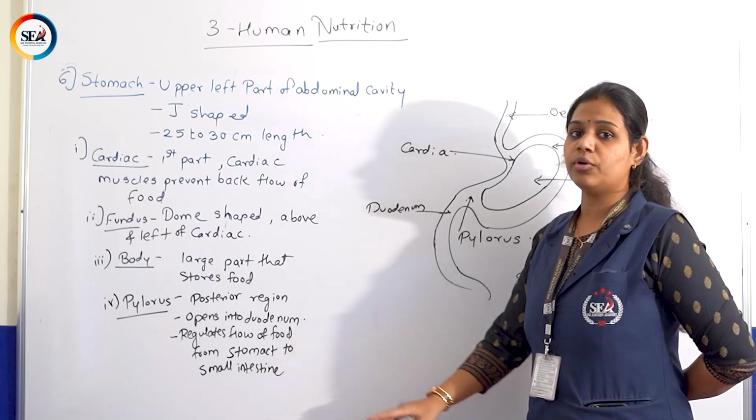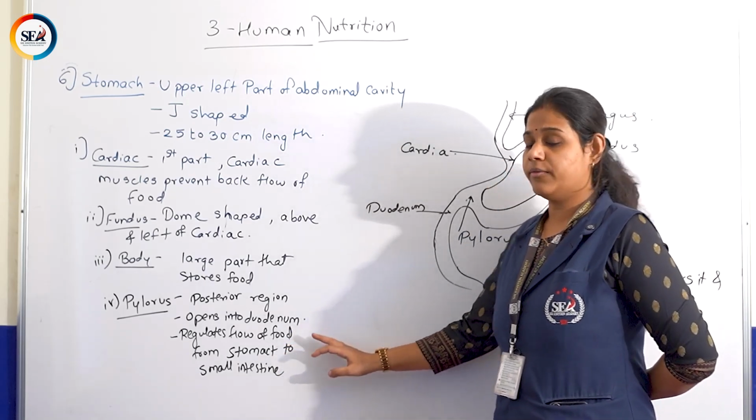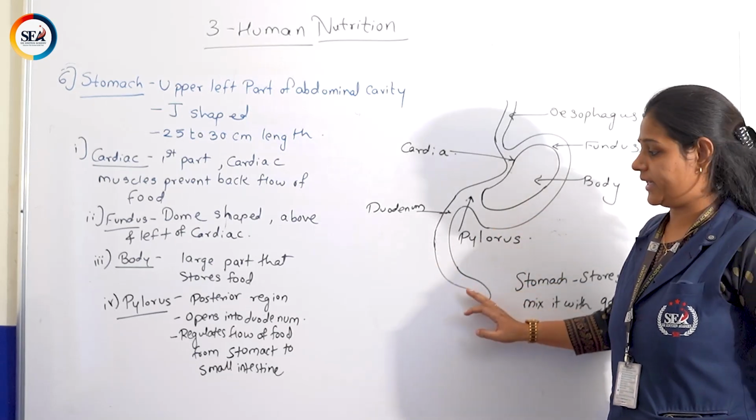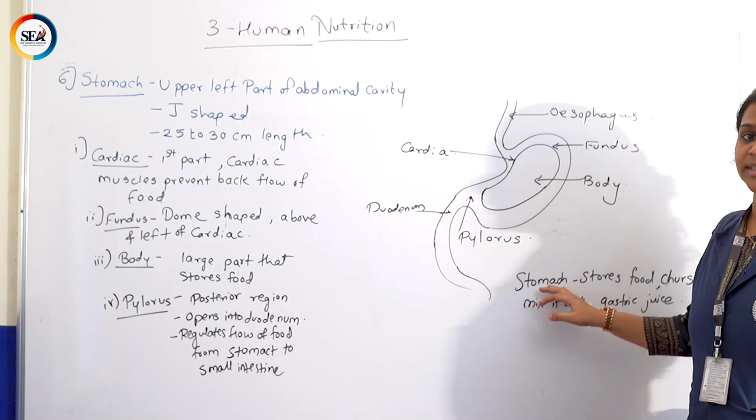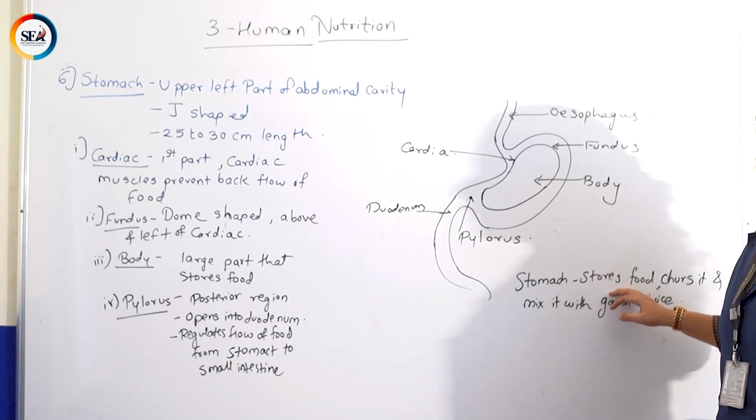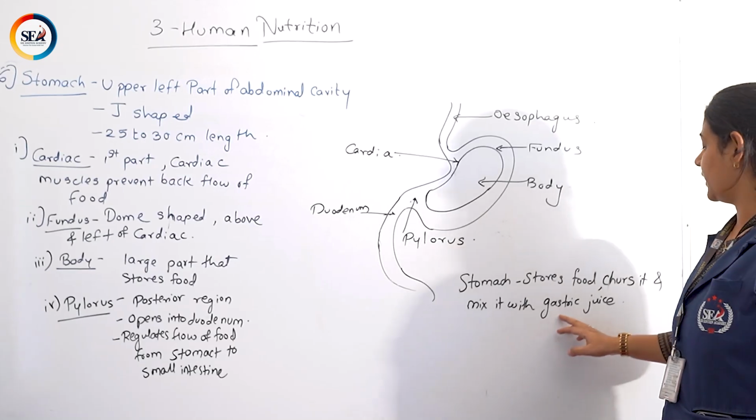It regulates the flow of food from the stomach to the small intestine. So overall, the main function of our stomach is to store the food, second is to churn the food, and third is to mix the food with the gastric juices.